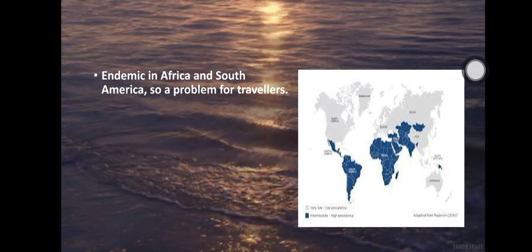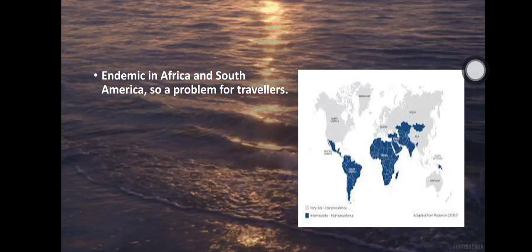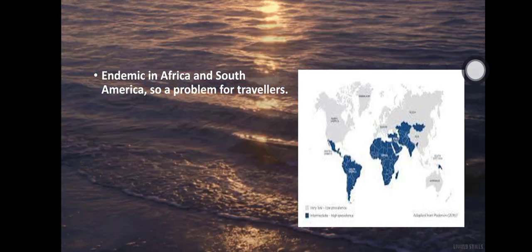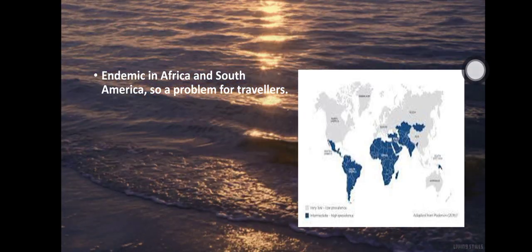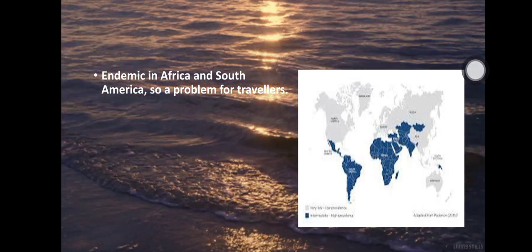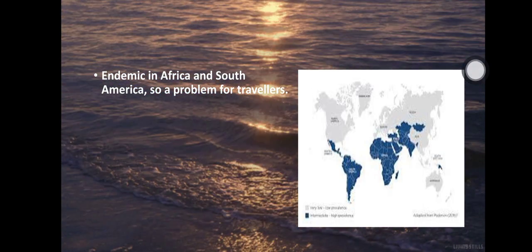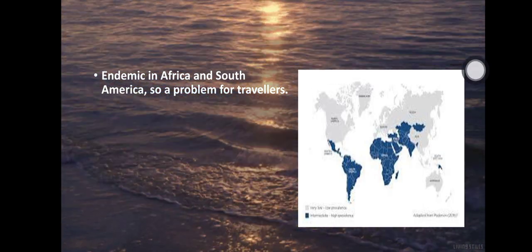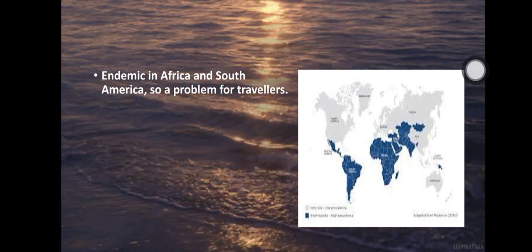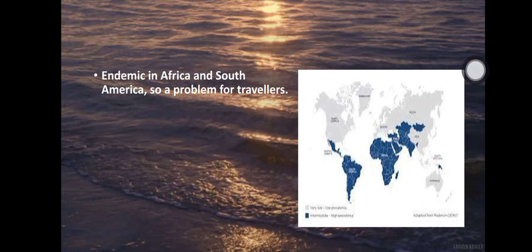I mean the blue marked areas in the world map. Commonly seen in Mexico, South America, Africa, the Middle East, the Indian subcontinent, and parts of New Zealand. So it's commonly seen, a problem among travelers, especially to these areas. It commonly occurs because of low hygiene.